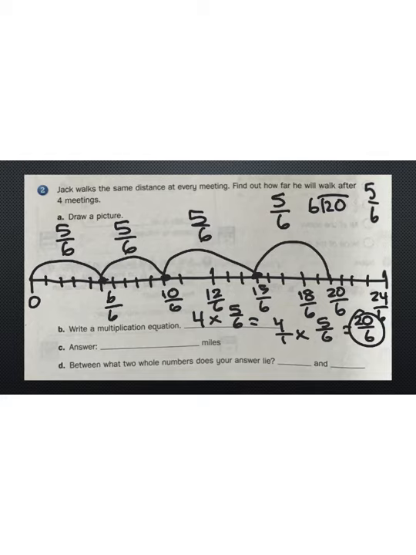So I know that 6 times 3 is 18. So 20 minus 18 is 2. So 2 is my remainder. So it'd be 3 and 2/6 of a mile. So we'll write down, our answer is 20/6, or 3 and 2/6.